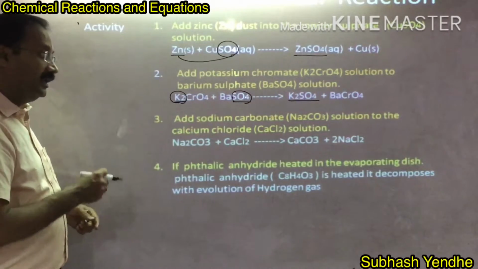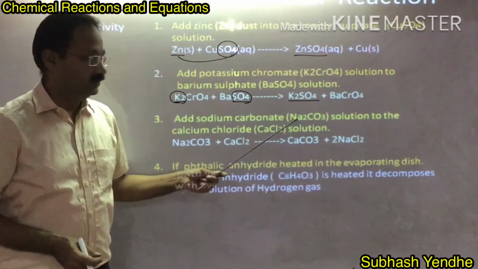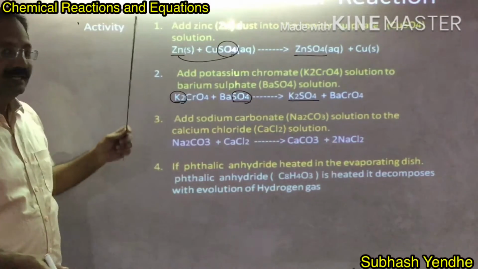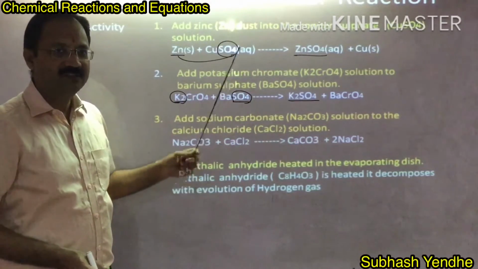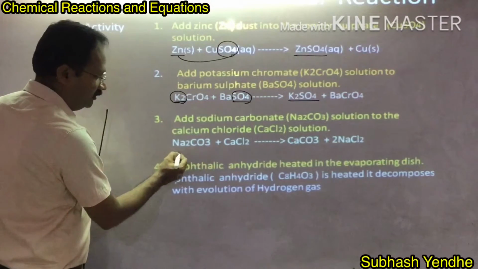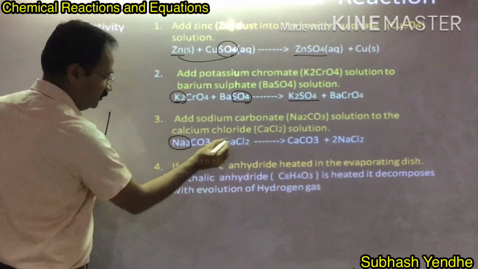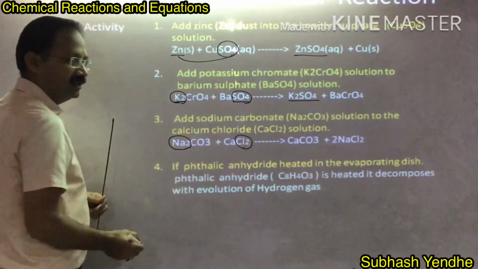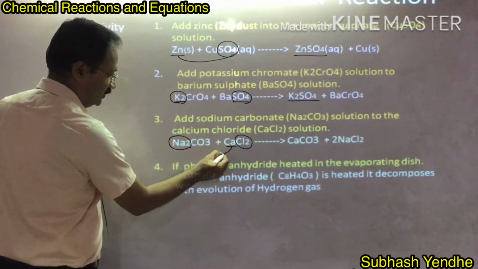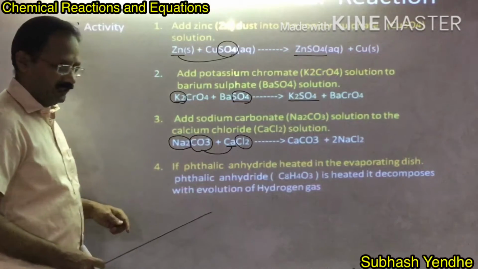Okay, now let's see another activity. Here the sodium carbonate, Na2CO3, solution is reacted with calcium chloride. Calcium chloride means what? CaCl2. Now let's see. Sodium carbonate is reacted with the calcium chloride. Here the sodium displaces the chlorine to form sodium chloride, and calcium reacts with the carbonate to form calcium carbonate.